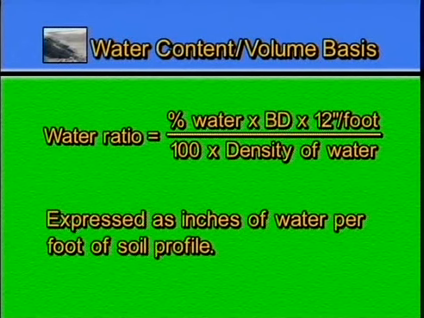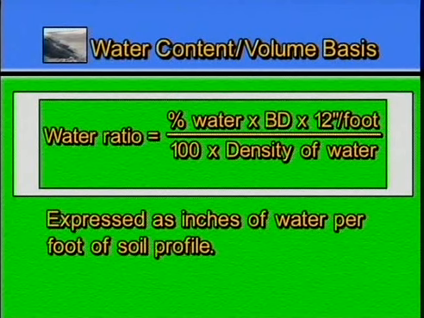So we might want to do a profile analysis for dryland wheat as an example. We would probably want to know the total and available water, and available, of course, is going to be based upon the crop that's growing in that soil, but total and available water per foot of profile throughout the effective rooting depth of that particular crop. Water ratio then will be expressed as inches of water per foot of soil profile, utilizing this formula and the technique that I've just described.